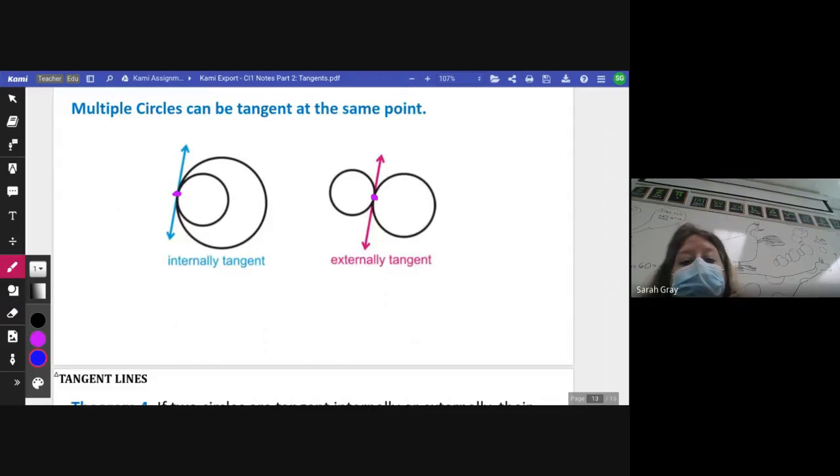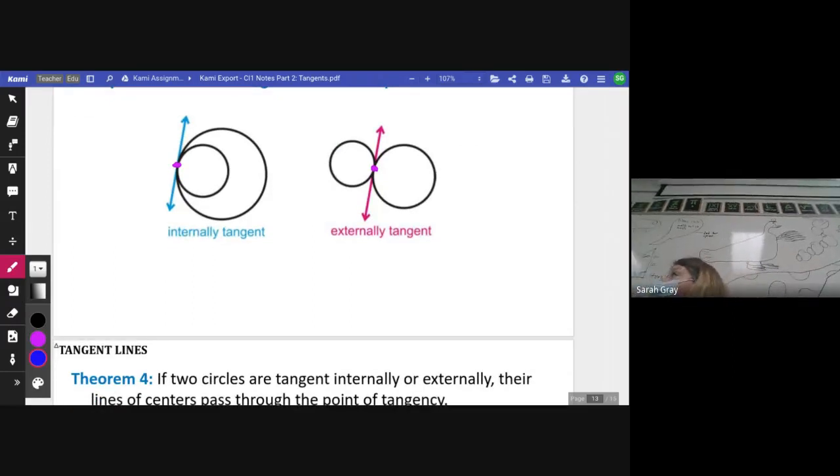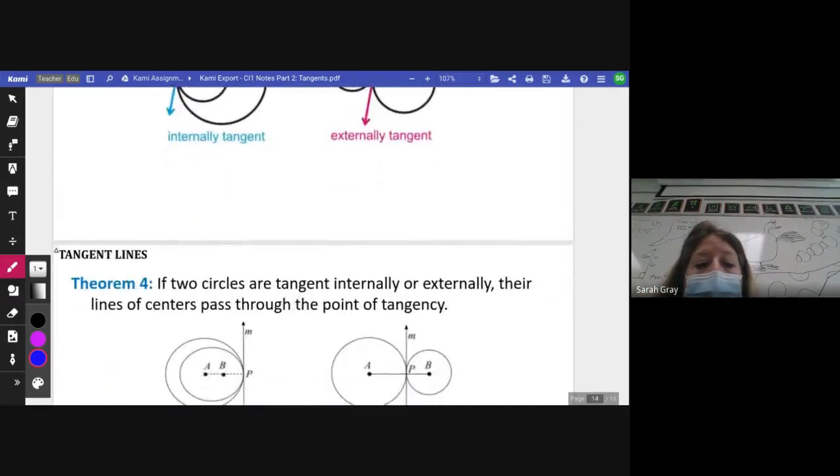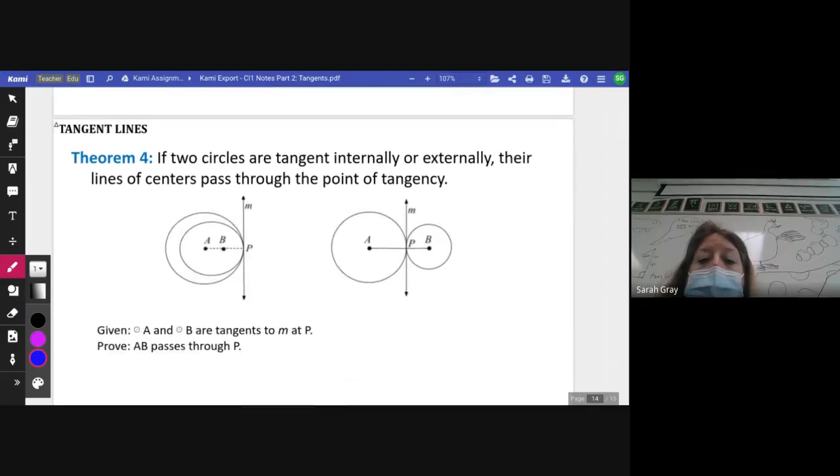All right. Last thing. You can have multiple circles being tangent at the same time. Internally tangent means the circles are nested together. And externally tangent is more like the snowman kind of thing. If circles are tangent internally and externally, then the lines of centers, we're going to change that to a word we understand, their radiuses, pass through the point of tangency.